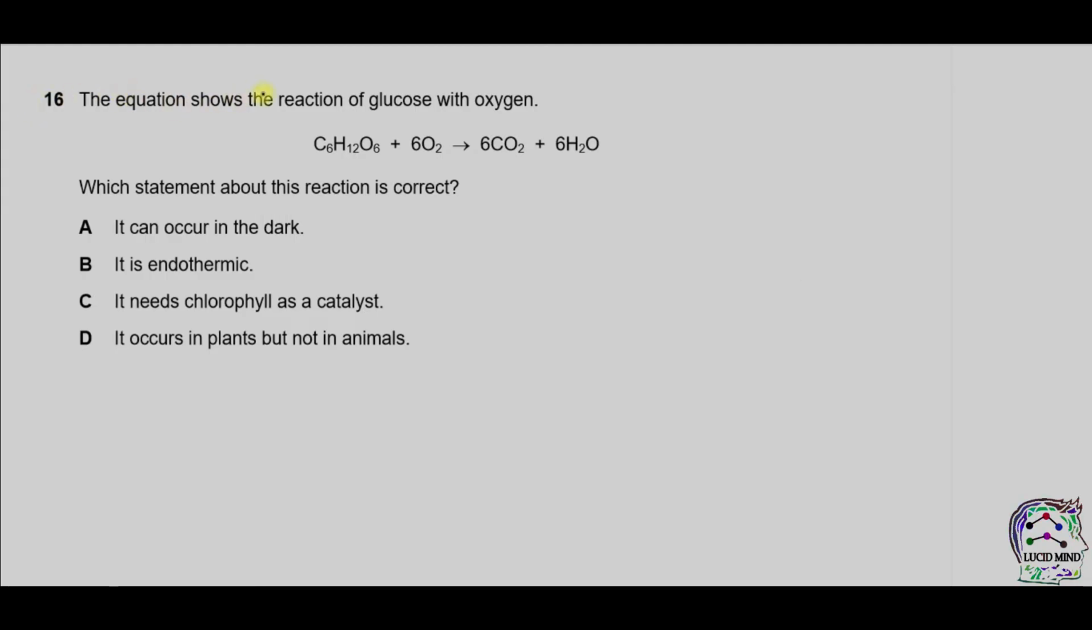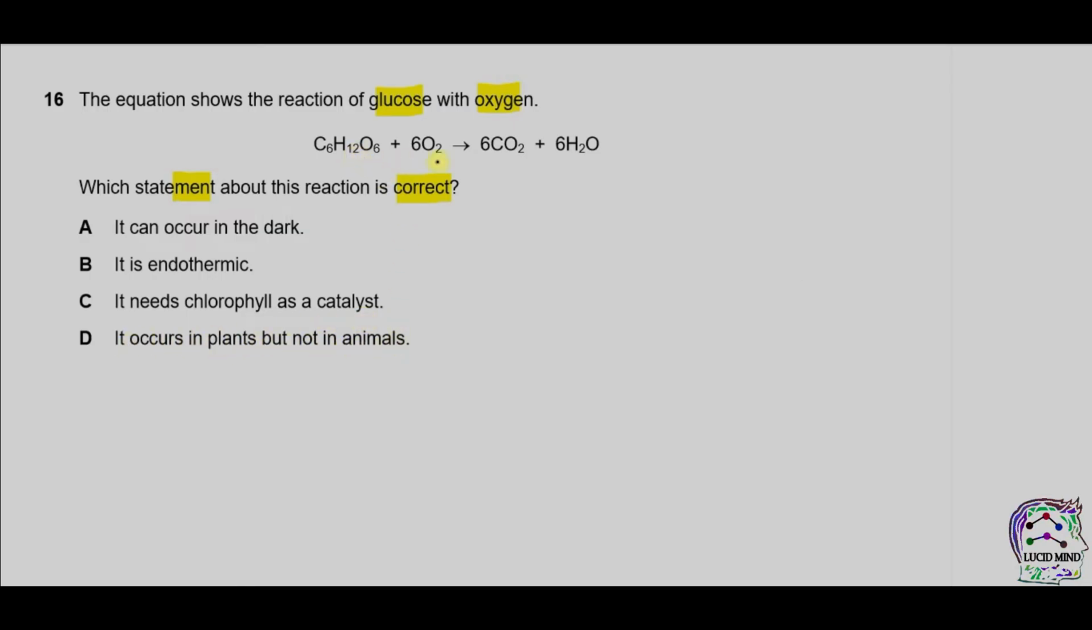Question 16, the equation shows the reaction of glucose with oxygen. We can see glucose, it reacts with oxygen to form carbon dioxide and water. Which statement about this reaction is correct? Part A, it can occur in the dark. Part B, it is endothermic. Part C, it needs chlorophyll as catalyst. Part D, it occurs in plants but not in animals.